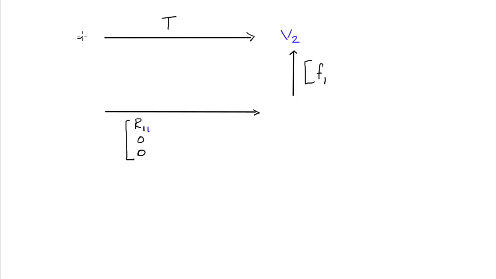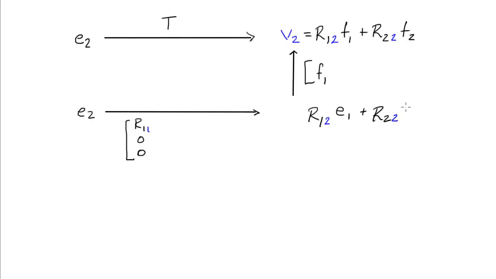Now I'll do the same for V2. It's a transformed E2. My projection coefficients, with the blue and black transposed. But F1 and F2 are transformed E1 and E2. Second column of the matrix. Putting in the constants, second column of the matrix.